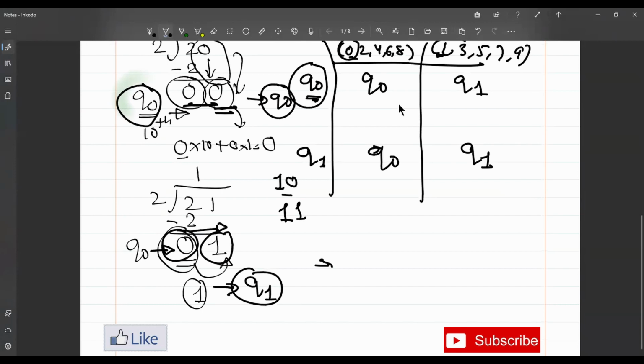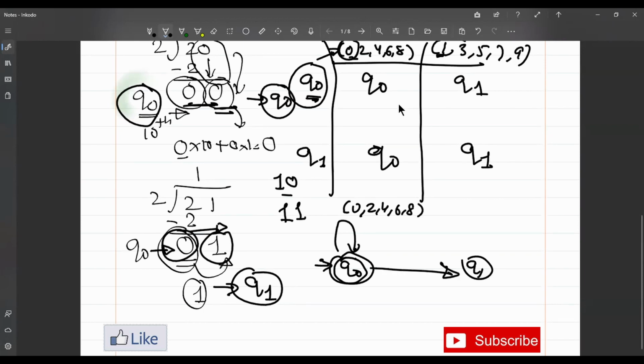Now we will draw the state transition diagram. So we are having Q0 and Q1 as the two states, in which Q0 is the final state, so there we have to draw a double circle. So Q0 on the even numbers is going to itself, that is 0, 2, 4, 6 and 8. Now Q0 on the odd numbers is going to the Q1 state. So we will write here 1, 3, 5, 7 and 9.